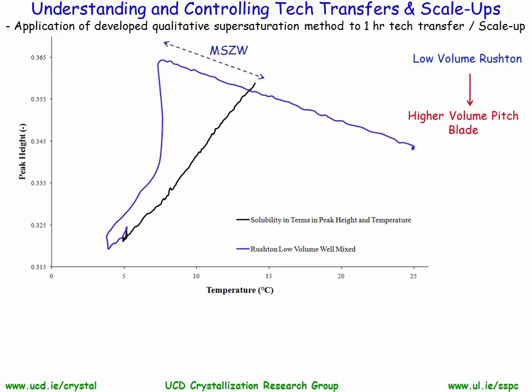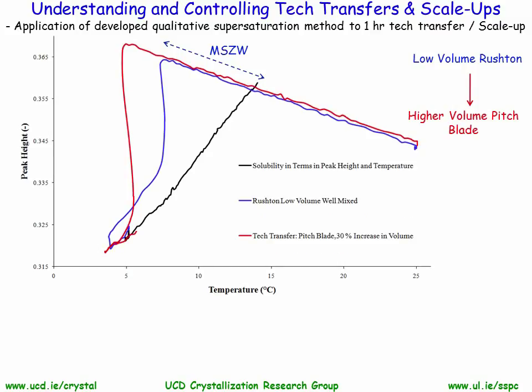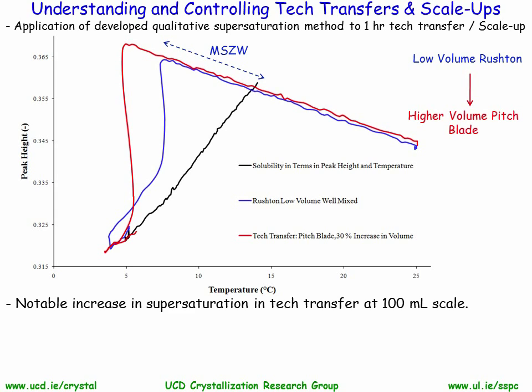Now if we perform this experiment, we can see that the previous experiment had a metastable zone of approximately 4 or 5 degrees. Now the tech transfer achieves a much larger metastable zone width, and much higher supersaturation values are achieved throughout the batch. So again, this can lead to the nucleation of unwanted polymorphic forms, or the reduction in particle size, oiling out, agglomeration. There's lots of things that could go wrong.